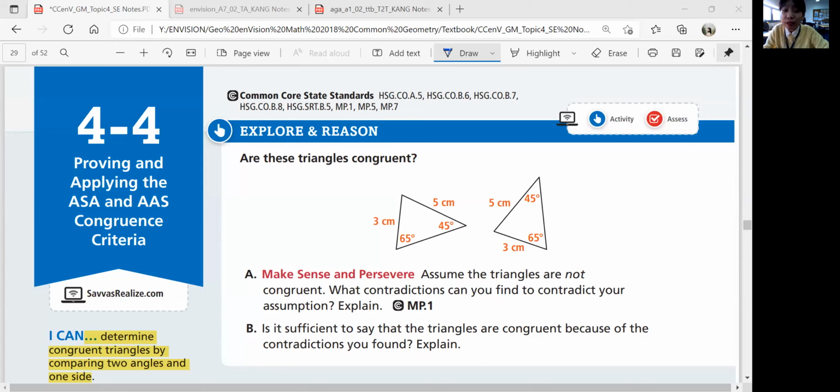What other values can you easily find? The third angle measure of each triangle, because we know two measures, we can easily find the third measure of the angle using the triangle angle sum theorem, right? So what theorem can you use to find a counterexample to the assumption? Let's look at part A first. Assume the triangles are not congruent. What contradictions can you find to contradict your assumption?